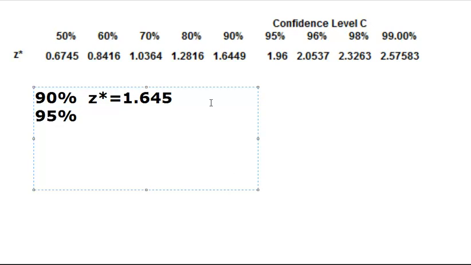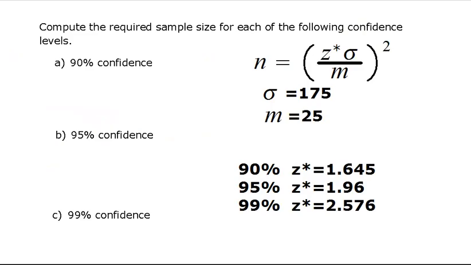For 95%, z star is 1.96, and for 99% it is how much? Well, we go all the way down here, it's about 2.576. So we will use these values in our calculations.